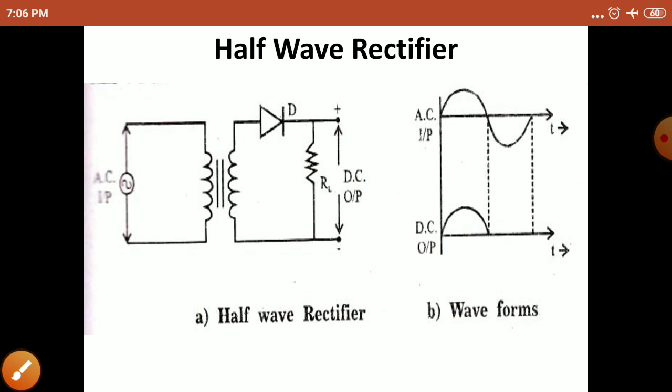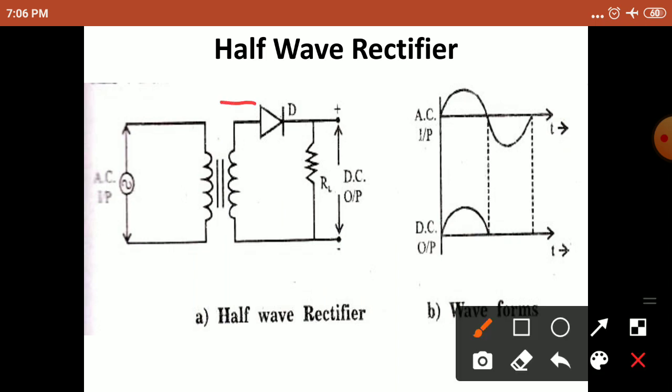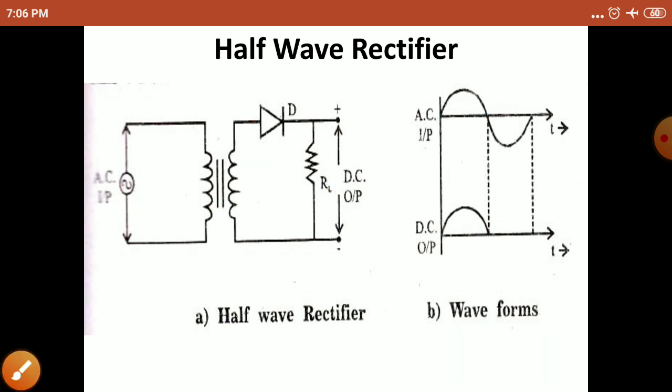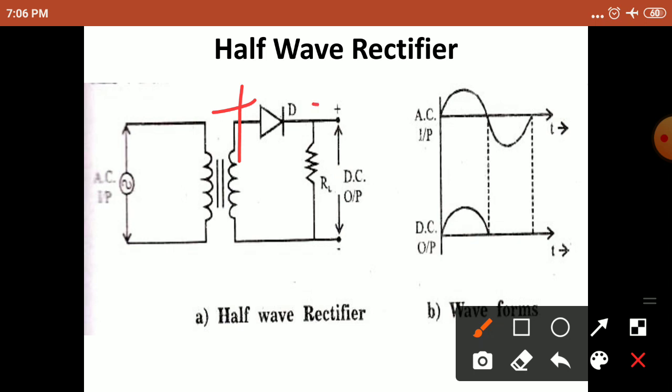So when the input from the transformer is applied to this diode, the positive voltage is applied to the diode in the first half cycle. That means this is your anode and this is your cathode. If the anode is positive and the cathode is negative, then, just recall the previous classes, it is forward biased. Forward biased means it starts conducting, and the current flows from source to load here.